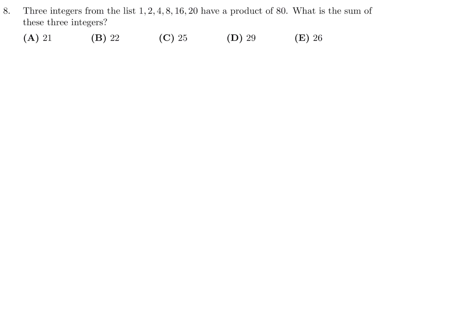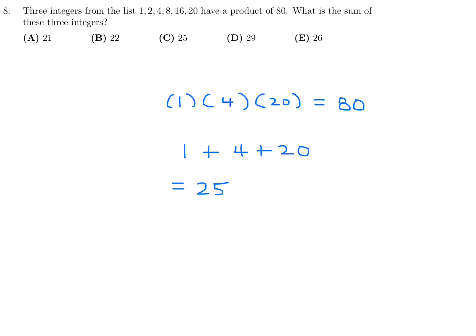3 integers from the list have a product of 80. What is the sum of these 3 integers? So we've got to choose 3 of these that multiply to 80. And when you think about it for a little bit, you'll be able to conclude that those 3 integers are 1, 4, and 20. Those are the only 3 that would work to give a product of 80. Now they want the sum of those 3. Well, that would be 1 plus 4 plus 20, and that, of course, is 25. So number 8, the answer is C.